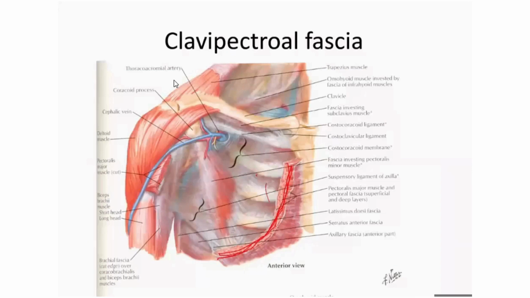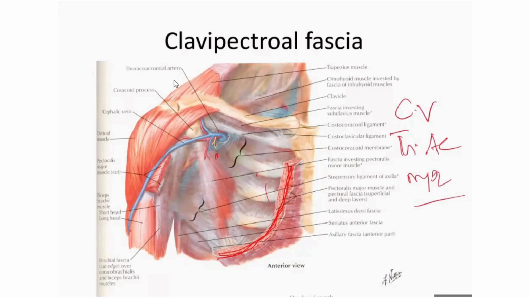The clavipectoral fascia is pierced by a vein. What is this vein? The cephalic vein. Again, there is one more artery piercing it, the thoracoacromial artery. And there is one more nerve, the medial pectoral nerve. So, how many structures pierce the clavipectoral fascia? Three structures pierce the clavipectoral fascia.